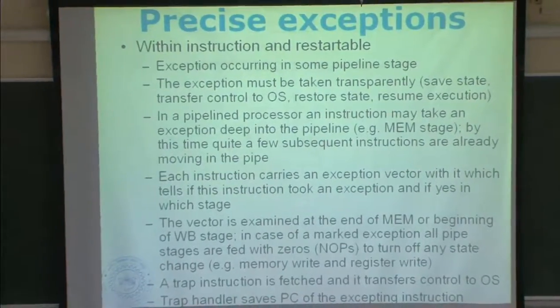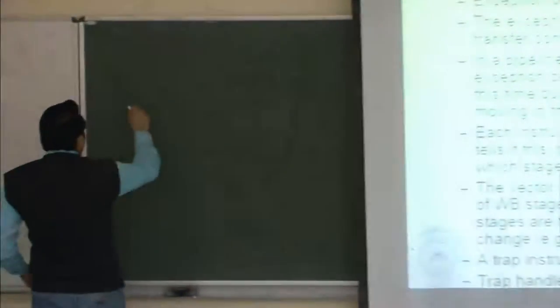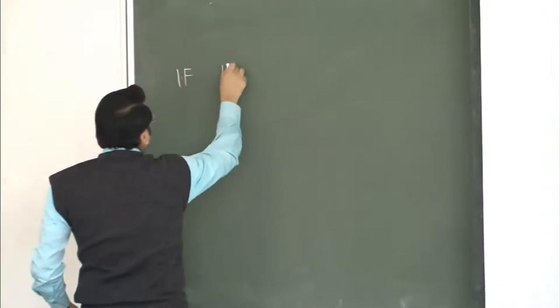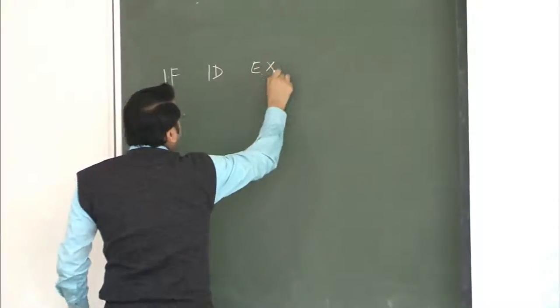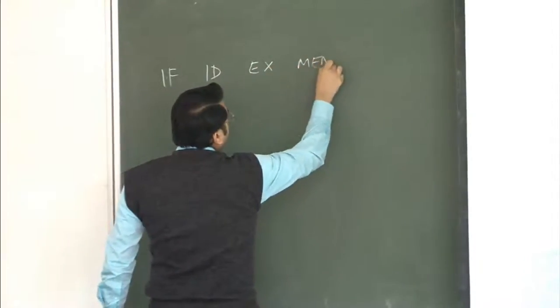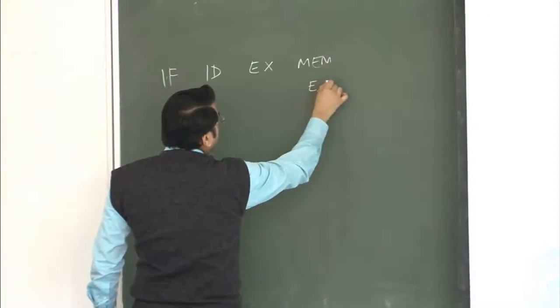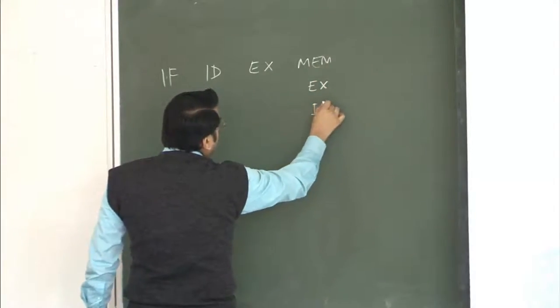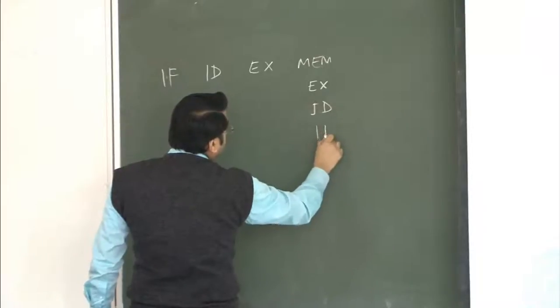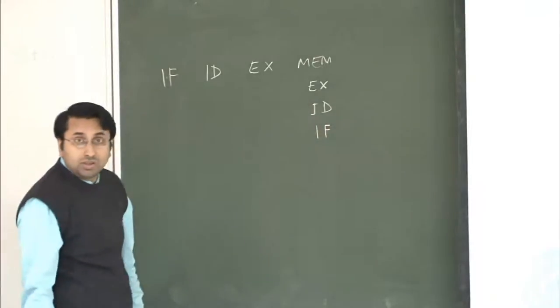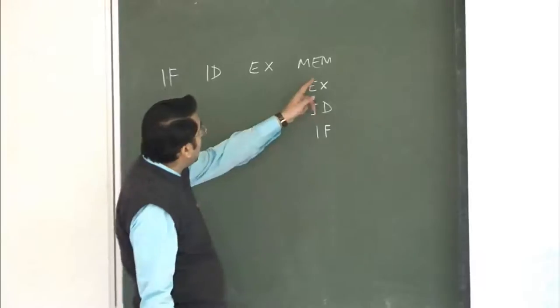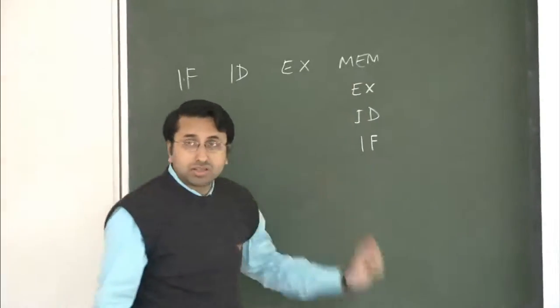Because if you look at the pipeline timing, when this instruction gets to mem, the next one is in X, the next to next is in decode, and another is being fetched, right? So that means by the time the exception happens, there are three more instructions inside the pipeline.